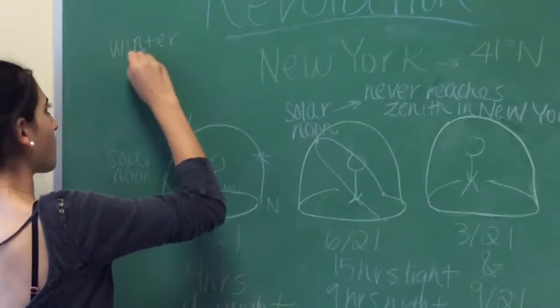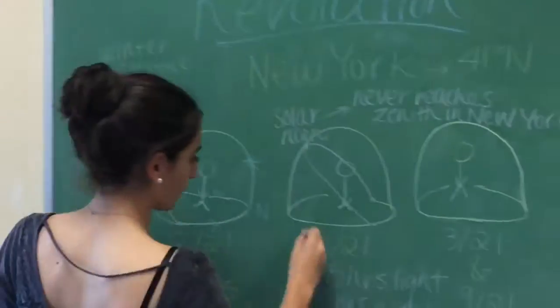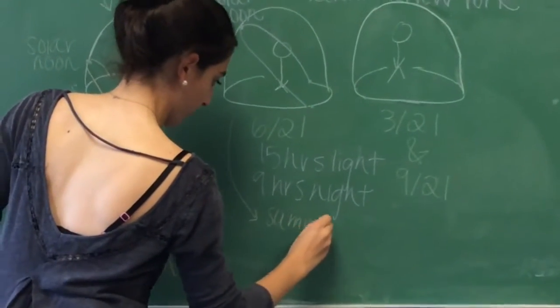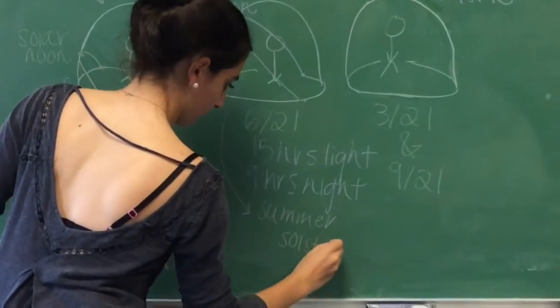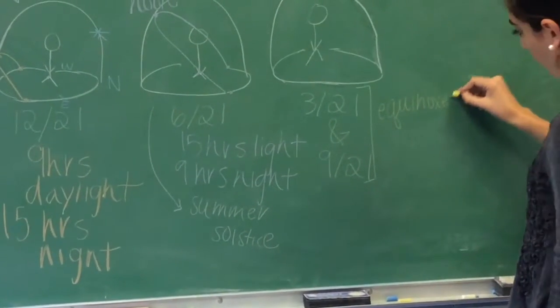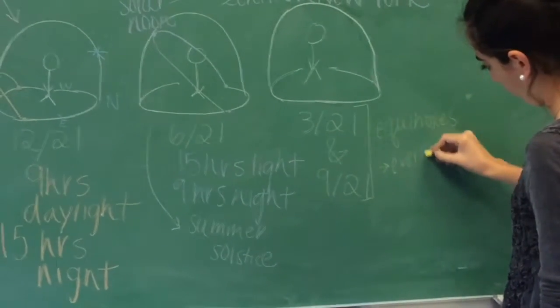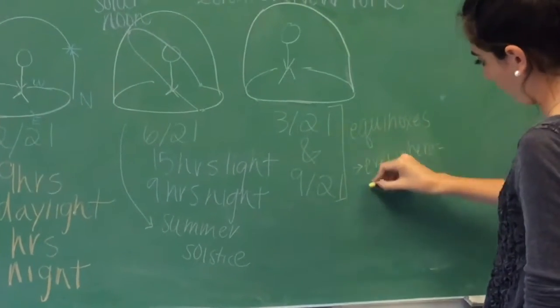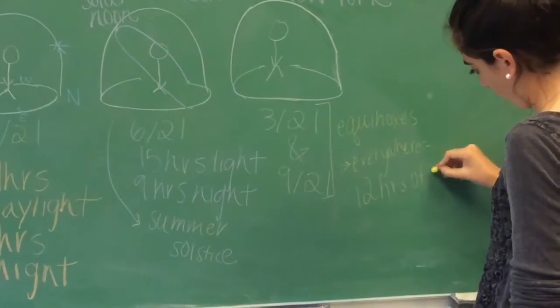The diagram on the left is the winter solstice, and the diagram in the middle is the summer solstice. 3/21 and 9/21 are equinoxes. On 3/21, it is the vernal equinox, and 9/21 is the autumnal equinox.